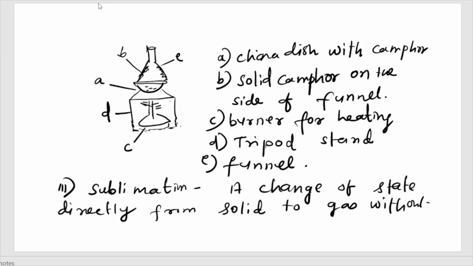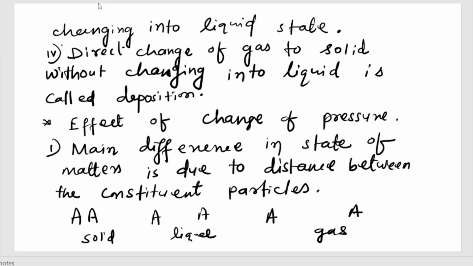Sublimation means what? The conclusion: a change of state directly from solid to gas without changing into the liquid state. Without changing to liquid, it changes to gas. A direct change of gas to solid without changing into liquid is called deposition. That means on the funnel side, what is there is called deposition.